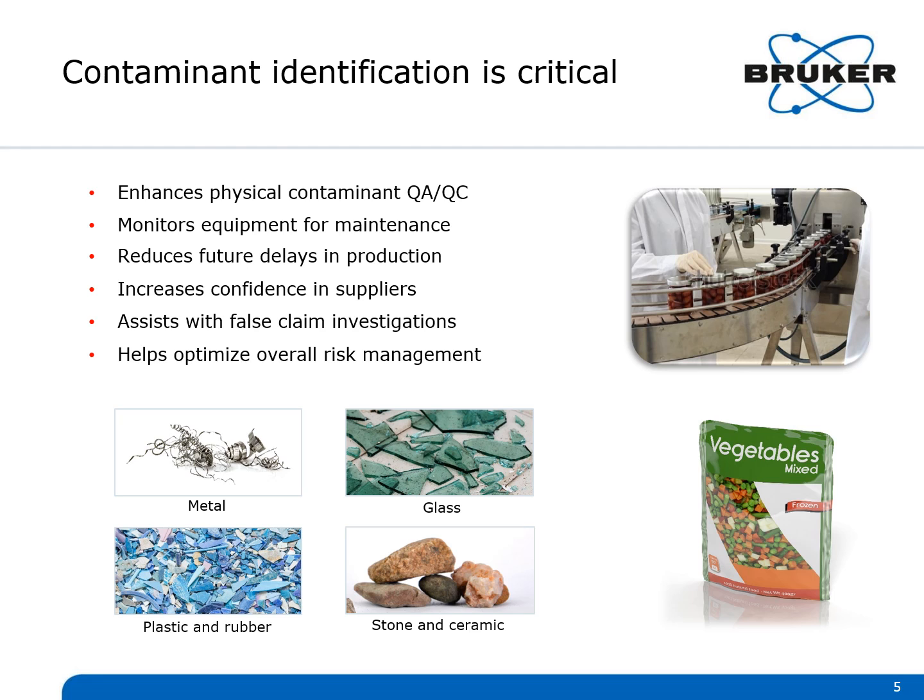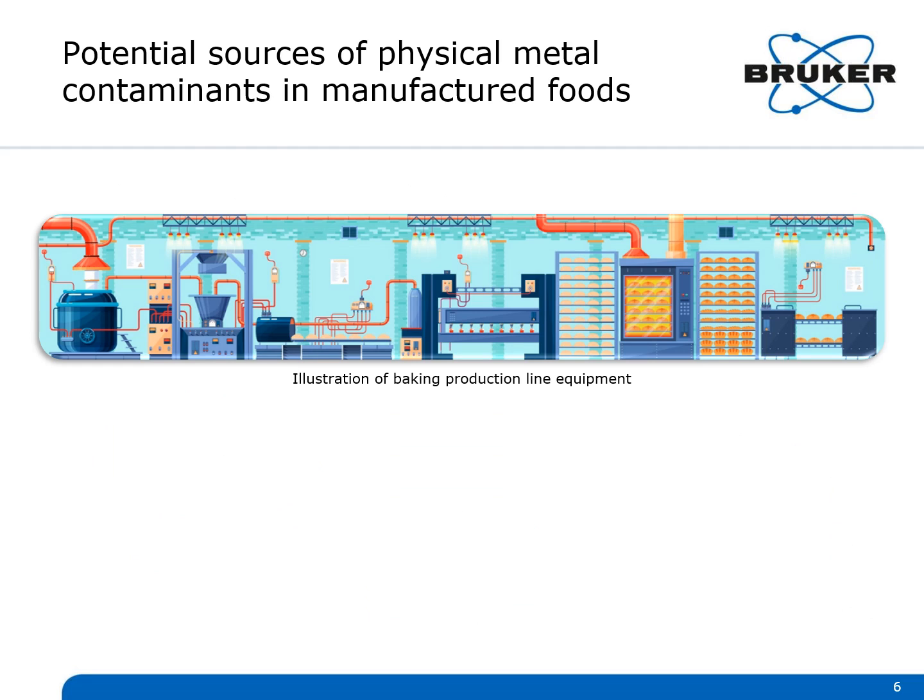So how can you determine where these contaminants originate? We'll use the case of metal contaminants to explain. Just a quick look at an illustration of a simple baking production line, from starting material delivery systems to end product packaging, brings to mind the various potential sources of physical metal contaminants found in manufactured foods.